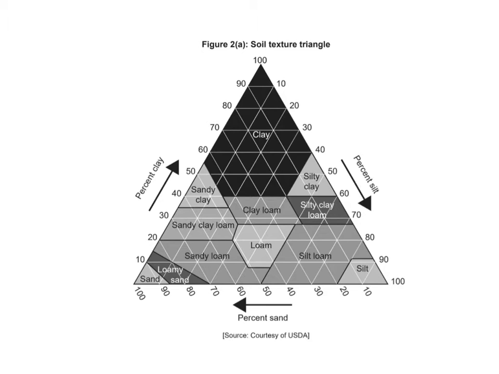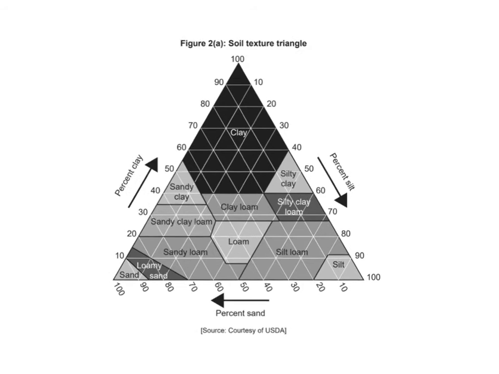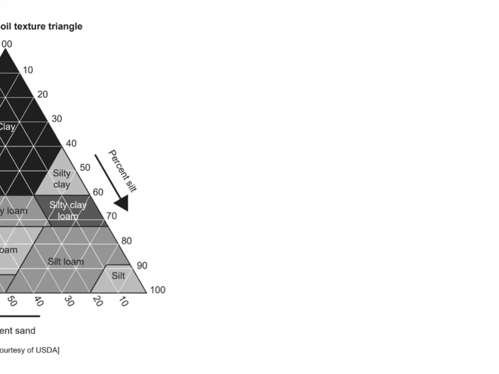Alright, boys and girls, today we are going to use the soil texture triangle. Now, there are three parts to soil. You have clay, you have silt, and you have sand. Sand is the largest, okay?